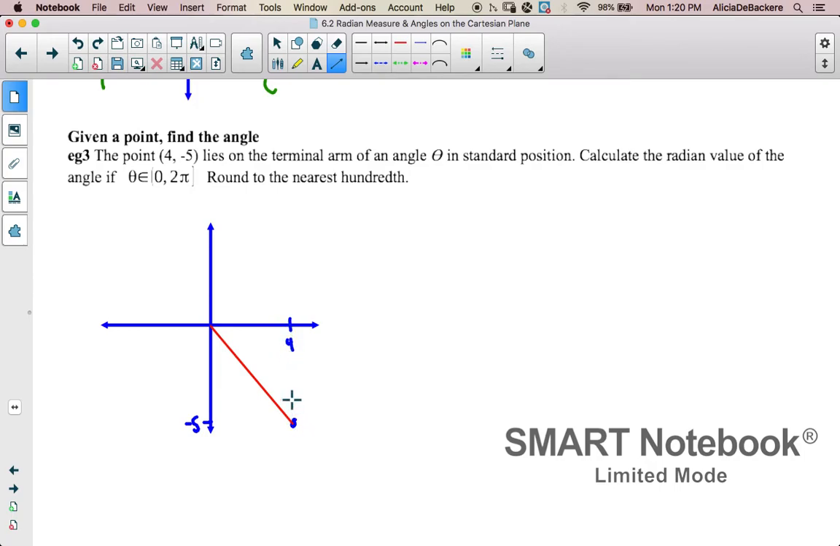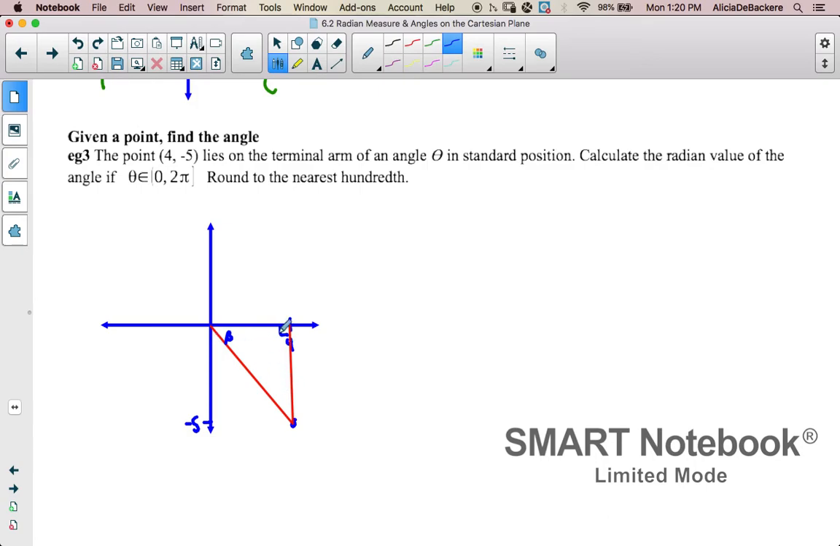This time I'm only in one quadrant. So it's kind of like starting off with the last one, right? But this time I'm only in one quadrant. The point forced me to be in this quadrant. I'm going to try to figure out first my beta, and then I'm going to try and figure out my theta. So I'm going to take my terminal arm, my point, I'm going to drop it to the x-axis to create a 90-degree triangle. There's my 90-degree triangle. There's my beta.